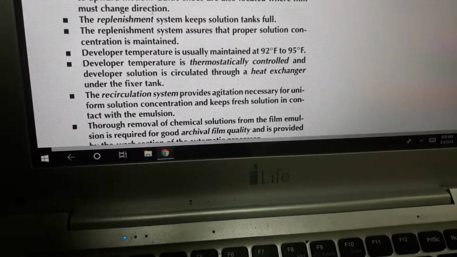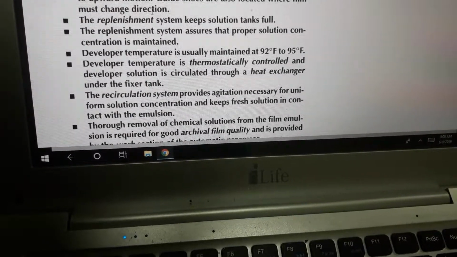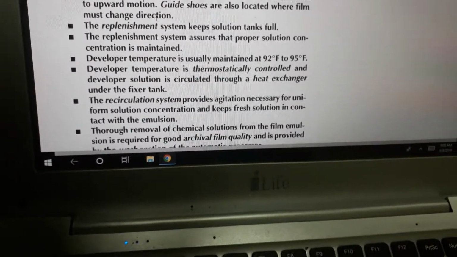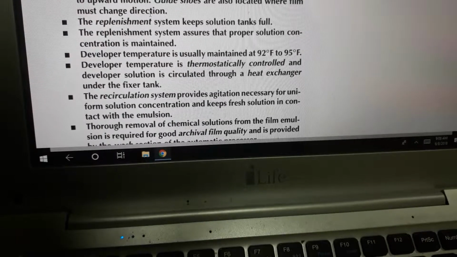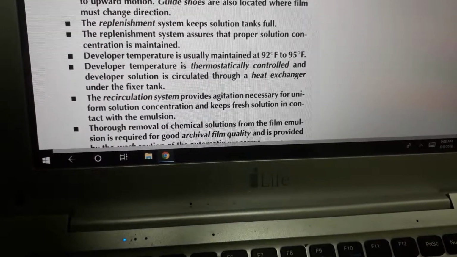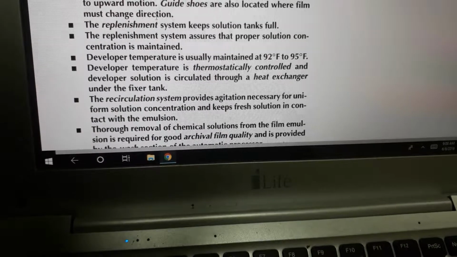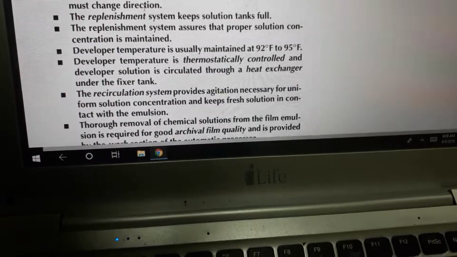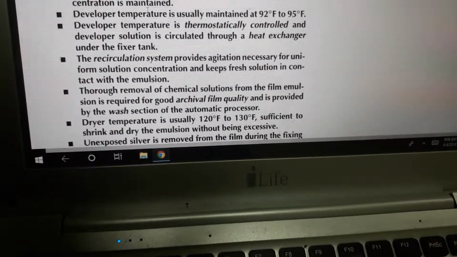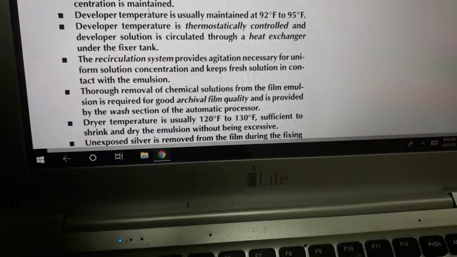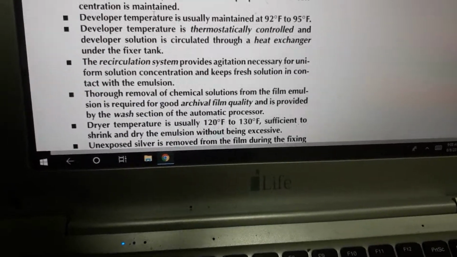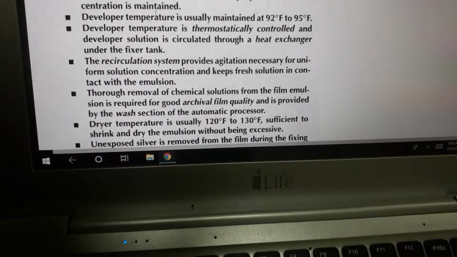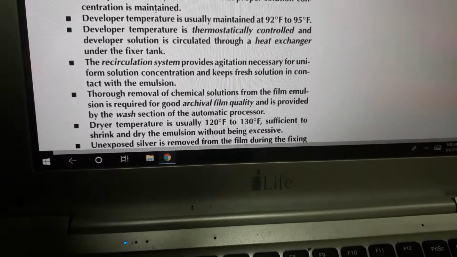The recirculating system provides the agitation necessary for uniform film concentration and keeps fresh solution in contact with the emulsion. Thorough removal of the chemical solution from the film emulsion is required for good archival film quality, and is provided by the wash section of the automatic processor.